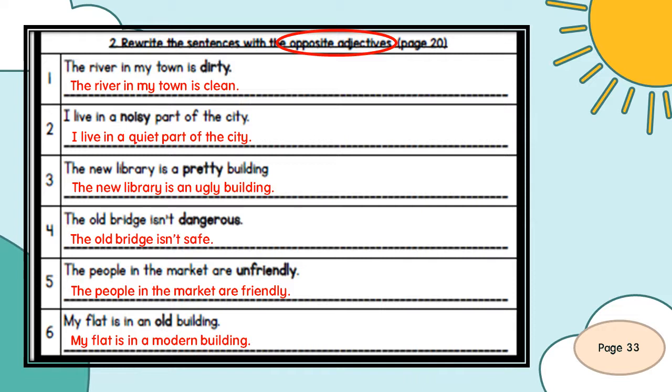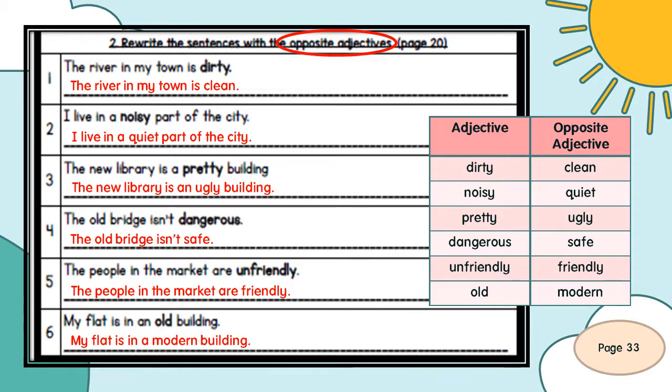Now, let's look at the adjectives and the opposite adjectives. The opposite of dirty is clean. The opposite of noisy is quiet. The opposite of pretty is ugly. The opposite of dangerous is safe. The opposite of unfriendly is friendly. The opposite of old is modern.